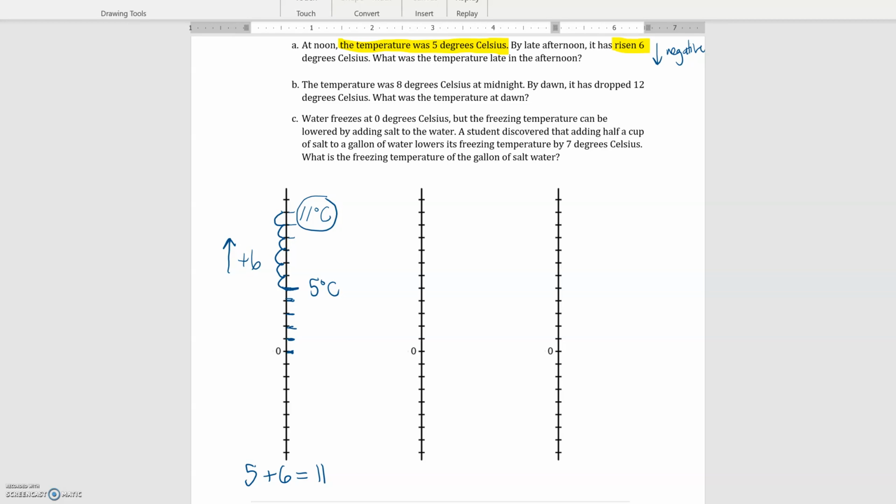B says the following. The temperature was 8 degrees Celsius at midnight. By dawn, it has dropped 12 degrees. What was the temperature at dawn? With what I highlighted, I want you now to pause the video and think to yourself, how can I model a temperature of 8 degrees dropping by 12 to find out my new temperature? Pause here and then continue when you're done with the problem.